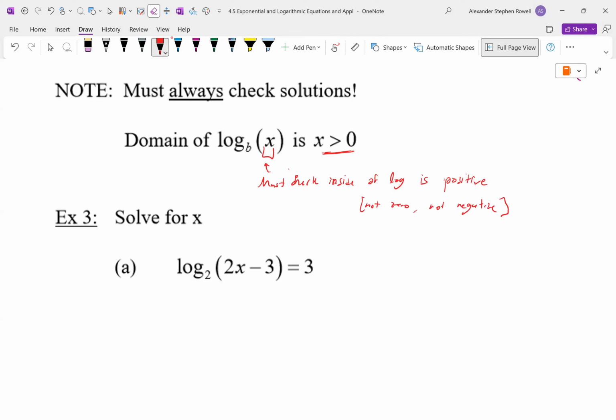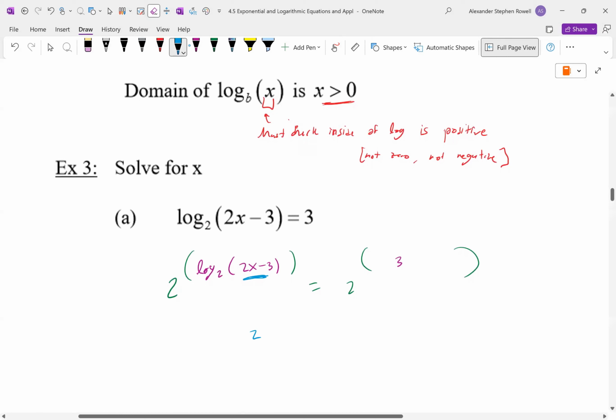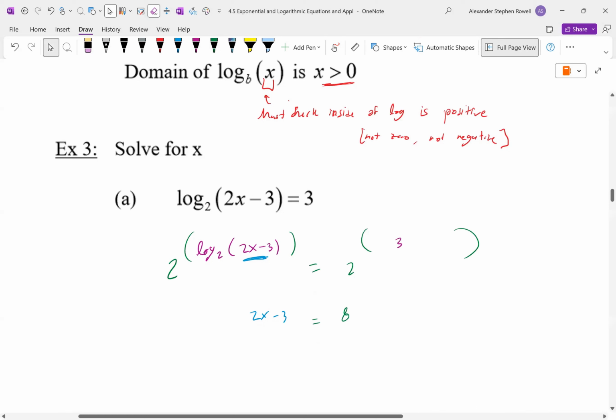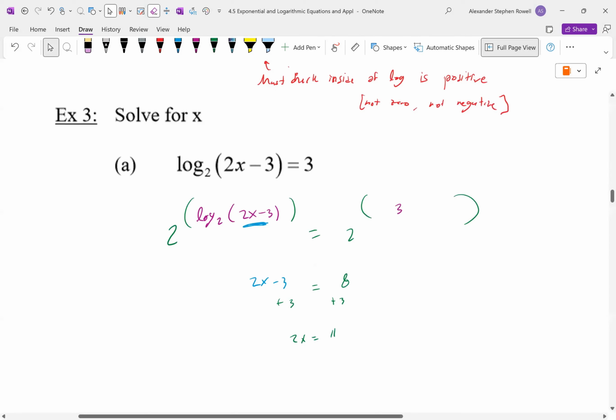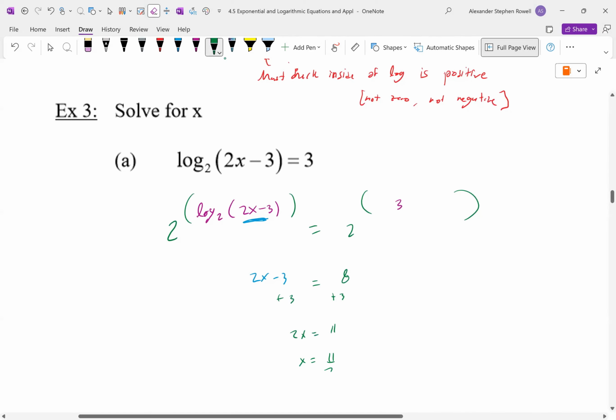Let's try the first example. What's the inverse of log base 2? 2 to the power. What's 2 to the power of log base 2 of 2x minus 3? These undo each other completely because they're inverses, and we're left with only the inside. 2x minus 3 is equal to 2 cubed, which is 8. So we add 3 to both sides. 2x is equal to 11. So x is equal to 11 halves.